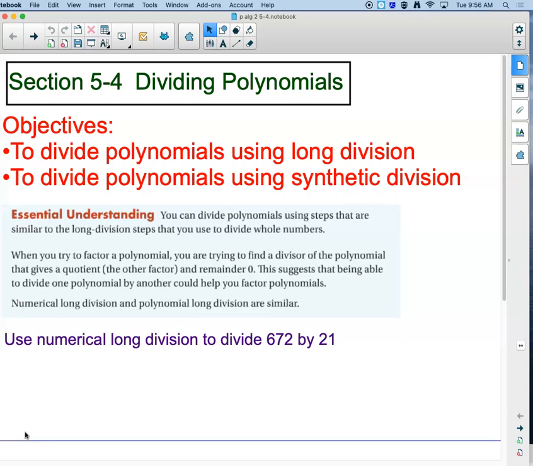If you don't have a packet, because they were online for you to print out, just grab notebook paper and make sure that you are labeling very carefully. Like when we go through example 1, put 5-4, example 1, those types of things so you can keep track of where everything is, and then you should be fine.